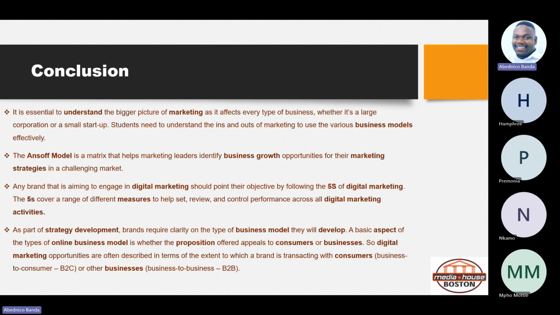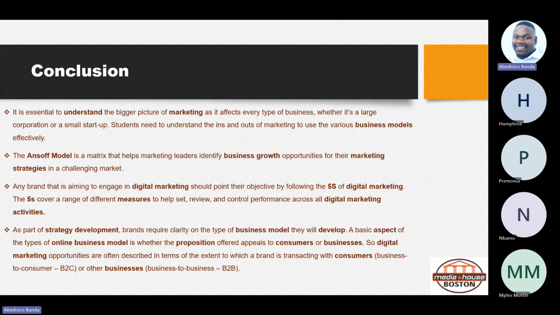by following the 5S framework, which is selling, serving, speaking, saving, and sizzling. Okay. So guys, you need to remember these 5S. You see, I can remember them. So it means that you must also be able to know which S stands for what. So the 5S framework covers a range of different measures to help set, review, and control performance across all digital marketing activities. So, as part of strategy development, brands require clarity on the type of business model they will develop.